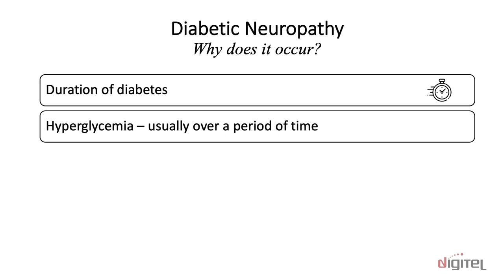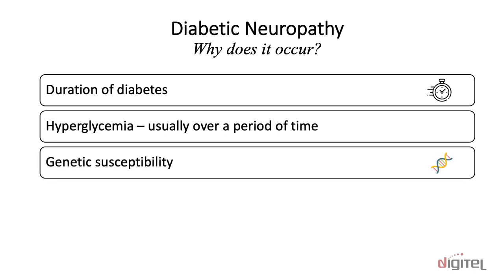But not everybody with high sugars develops neuropathy, and we think that there are some genetic markers which make a person more susceptible to getting neuropathy. We've seen neuropathy in some patients who have mild diabetes or even pre-diabetes, but statistically, if your diabetes is not well controlled, you are more likely to get it over time.